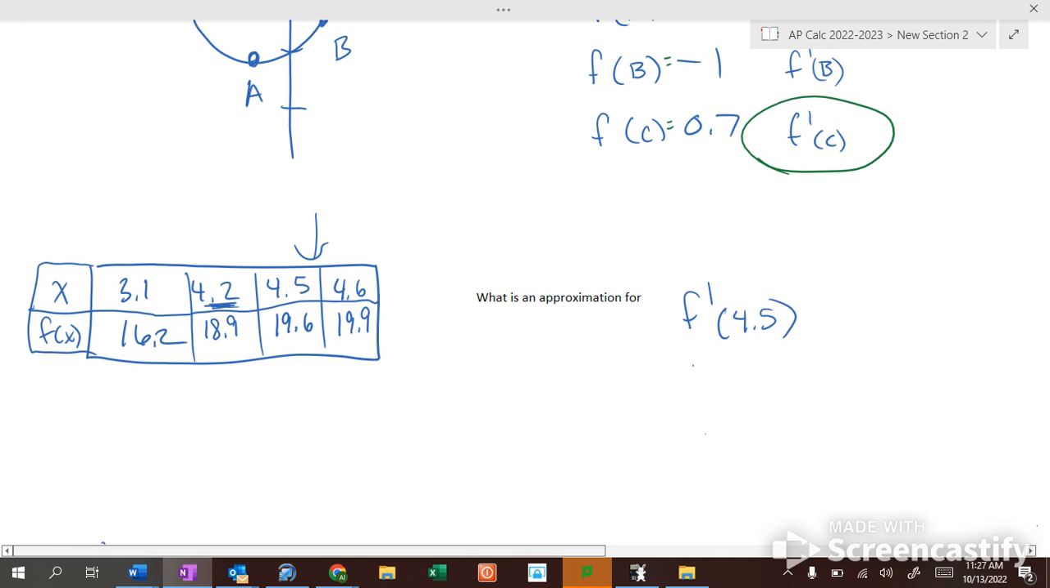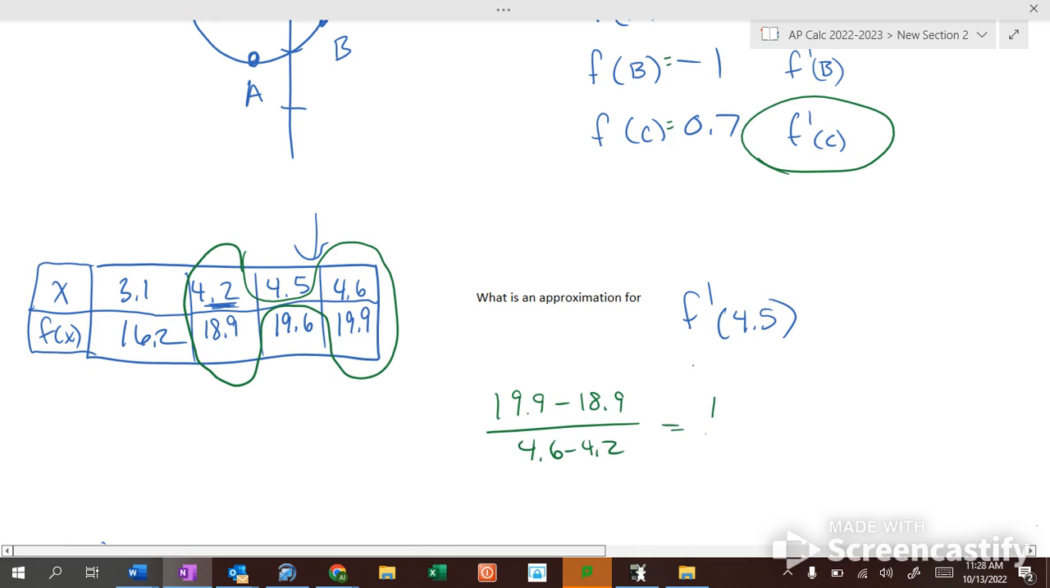What? 19.6? No. The first derivative at 4.5. What you do, and I don't always agree with this, is see there's only one space here and three spaces in between here. You still take what surrounds it. Find the slope of the two points around it. So you take 19.9 minus 18.9 over 4.6 minus 4.2, which equals 1 over 0.4, which is 2.5. That's an approximate of the first derivative at 4.5.